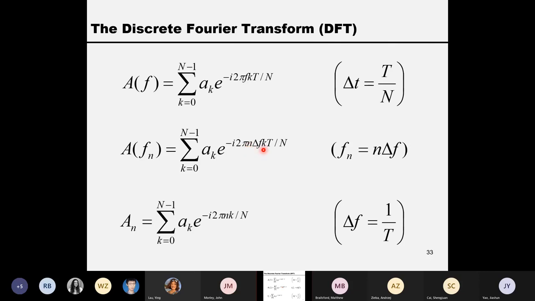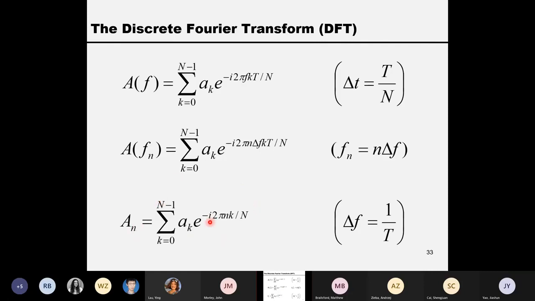Now, how to define delta f? Delta f is based on the Fourier theory. That's called the sampling interval in terms of frequency. It's 1 over the time T, where T is the total length of time duration of your signal. Okay. So if now you replace capital T here with 1 over delta f, sorry, delta f here with 1 over T, so the T and the T cancel, you end up with this formula, right?